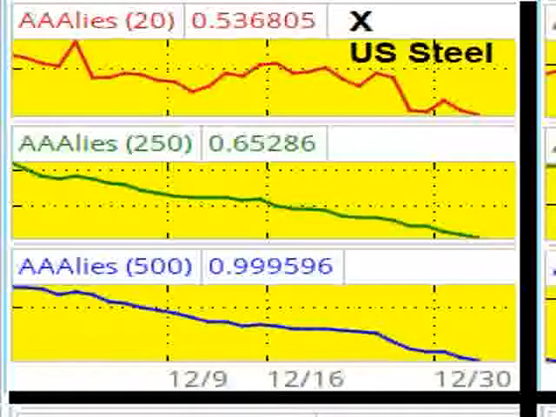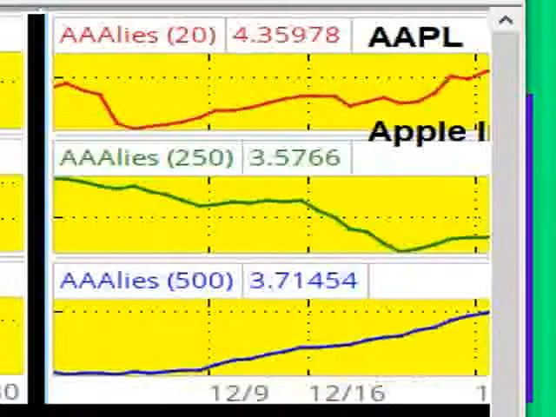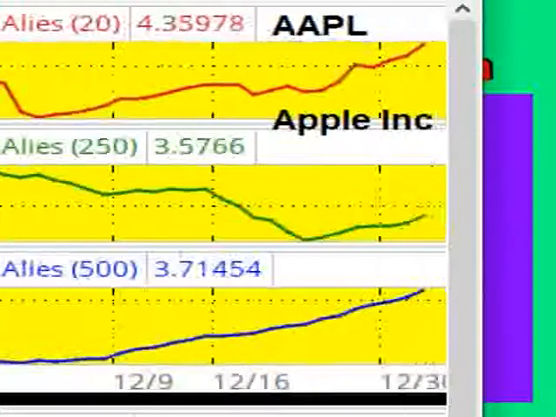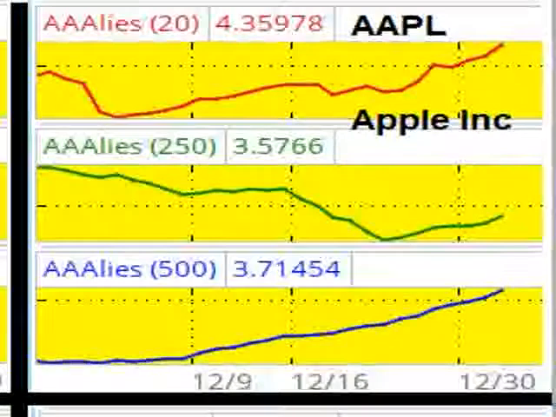And I didn't just pick on US Steel. I did it kind of randomly. Let me show you something else. Apple. How about Apple? Everybody likes to trade Apple. Here is Apple, and Apple is ranging anywhere from $4.35 down to $3.57, and that bottom one, the 2-year average, is $3.71. That's the average daily range on those various moving average setups.